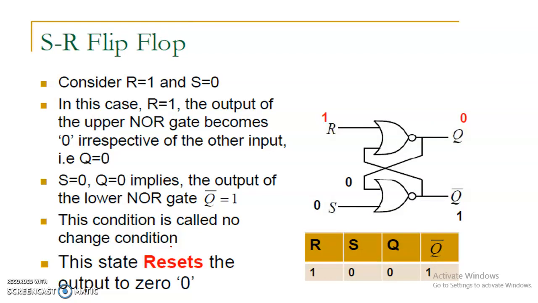Now let's go to another condition where R is 1 and S is 0. So Q is 0 and Q bar is 1. This is what is assumed.